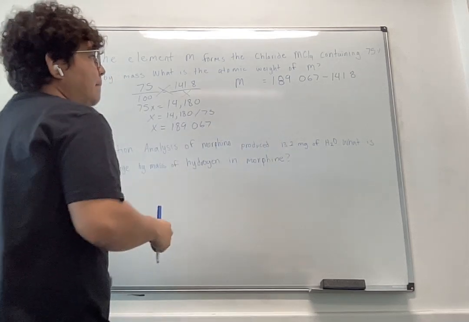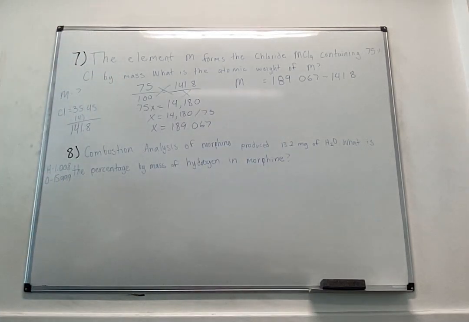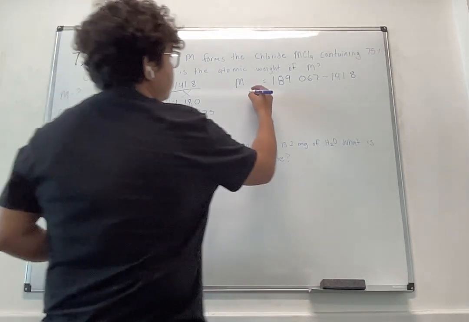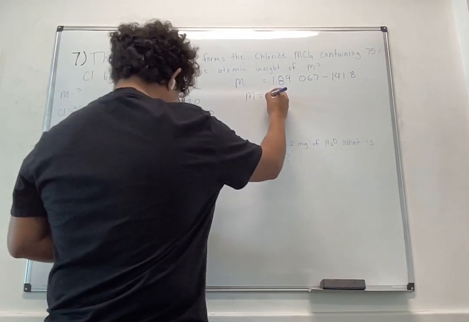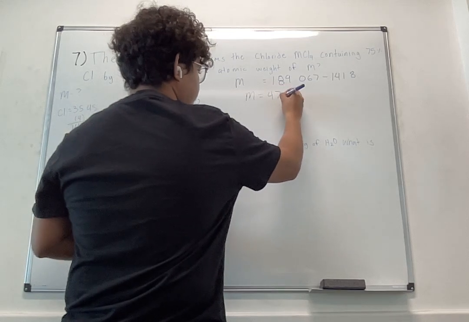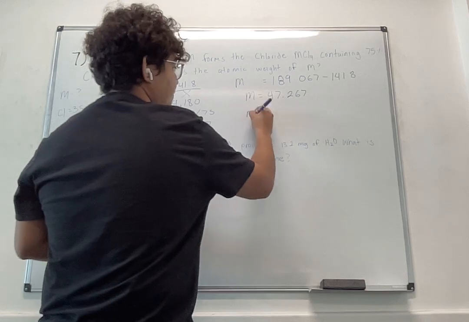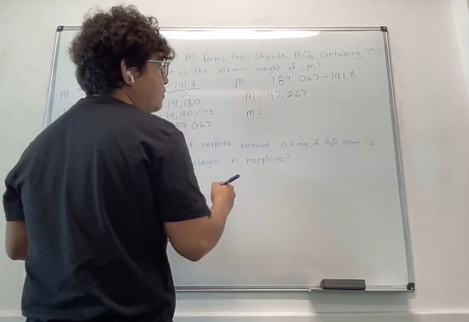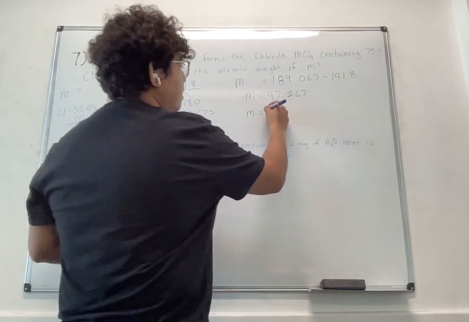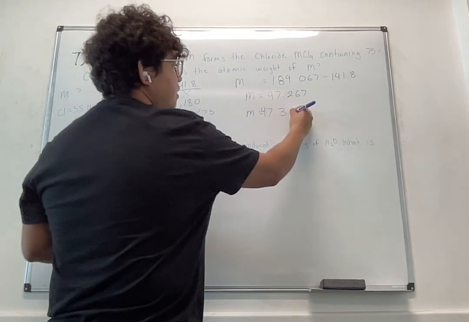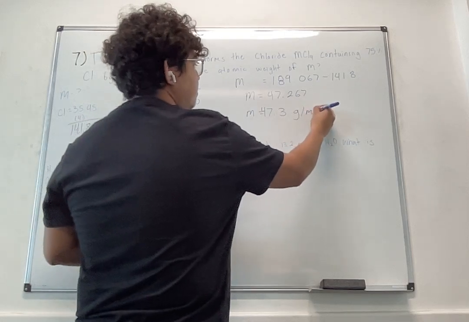I'm left with M. So now all we got to do is subtract 141.8 from 189.067. And M is equal to 47.267. But our answer, we can round this up, 47.3. 47.3. This is grams per mole.